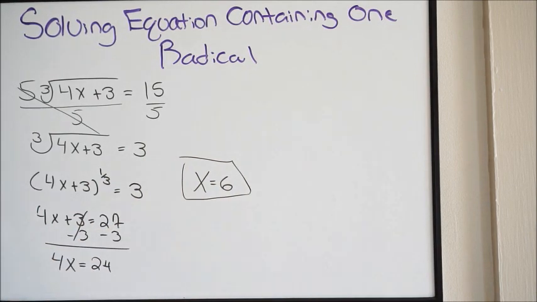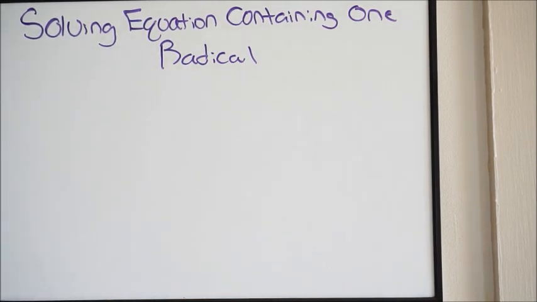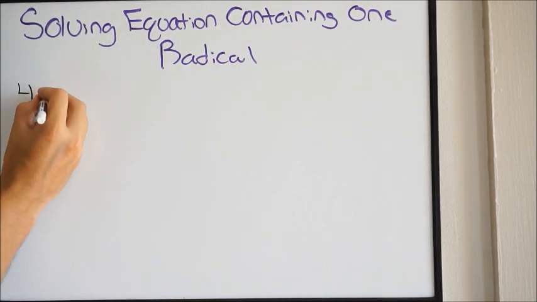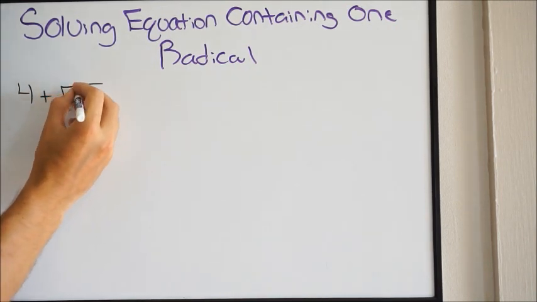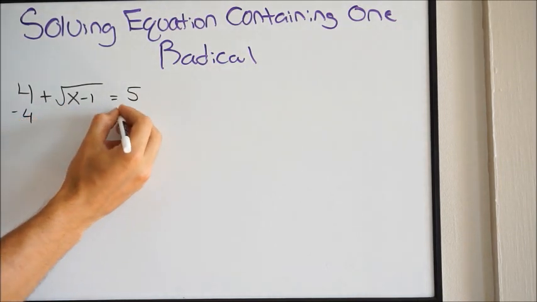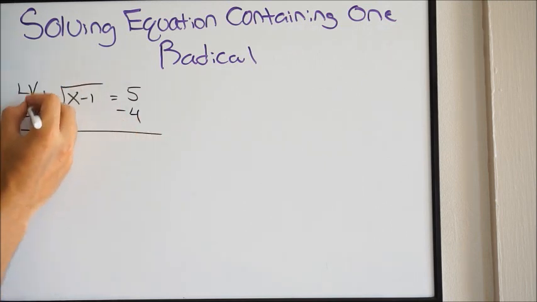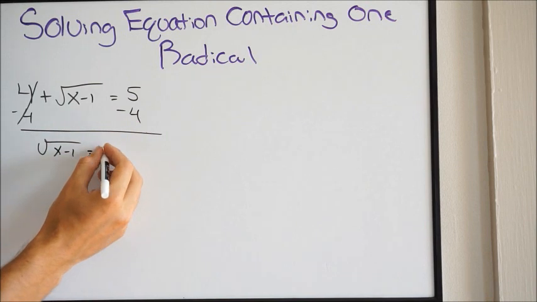All right, okay, let's try another example. Okay, next one, we can have 4 plus the square root of x minus 1 equal to 5. Okay, same thing, isolate the radical, so we want to subtract 4 on both sides. Subtract 4 on both sides, right? Then we're left with the square root of x minus 1 equal to 1.